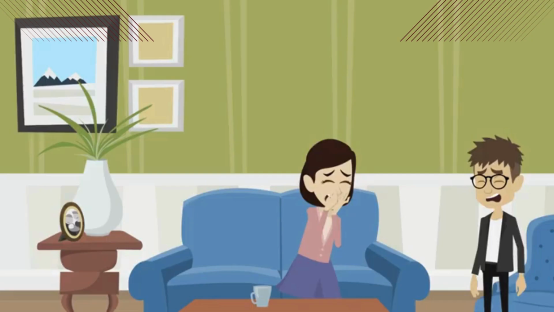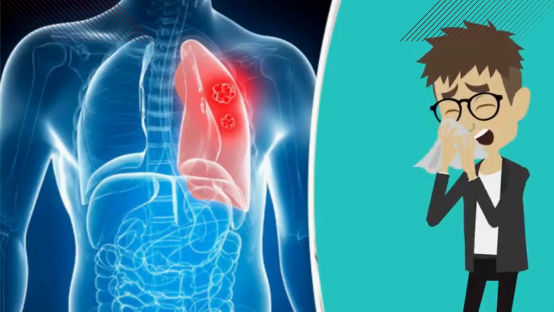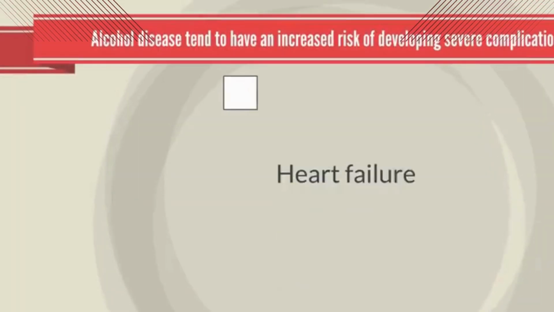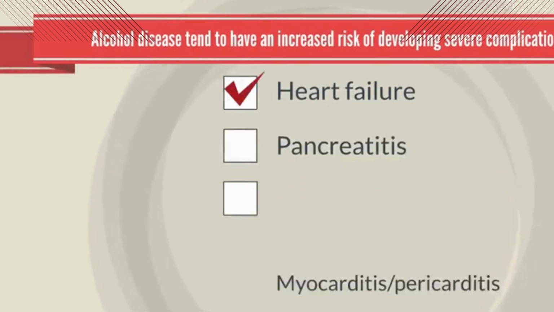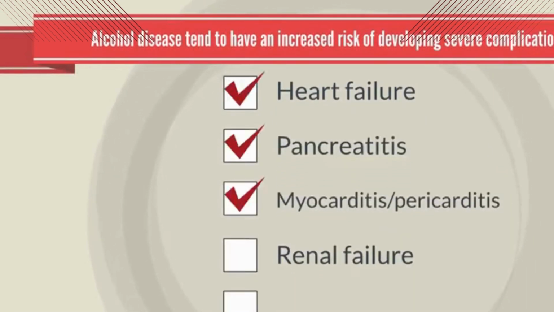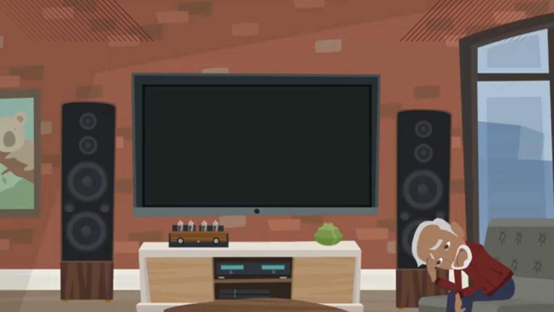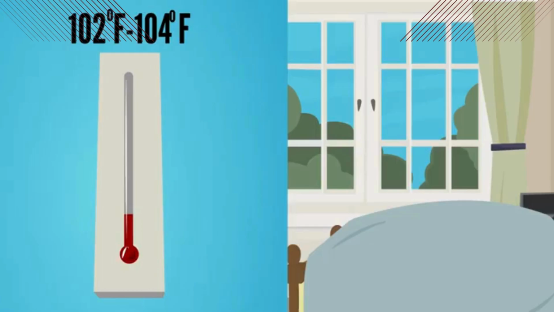Risk factors: hosts with heart disease, respiratory disease, hypertension, and alcohol disease tend to have an increased risk of developing severe complications such as heart failure, pancreatitis, myocarditis, pericarditis, renal failure, hepatitis, and pneumonia, if you are older than 45 years of age. Symptoms: sudden onset with high fever.